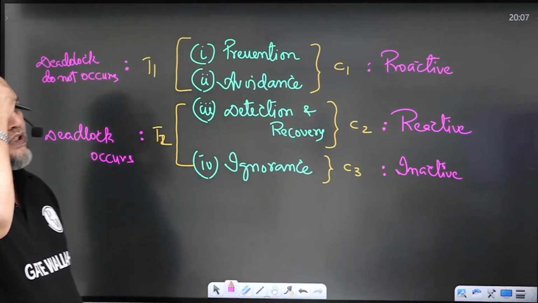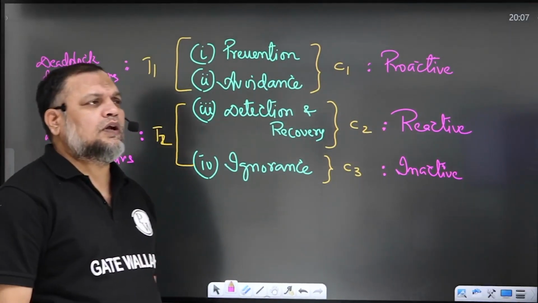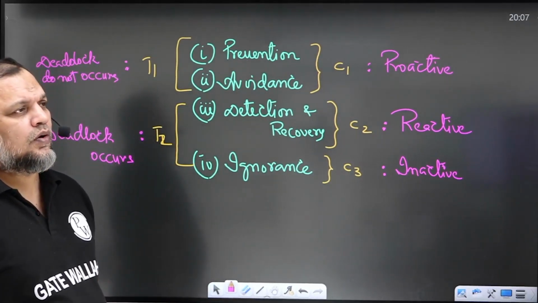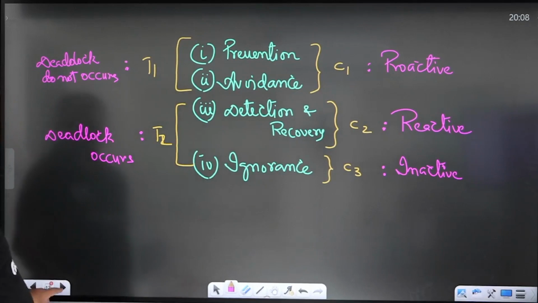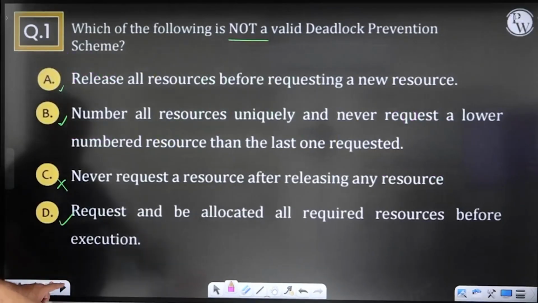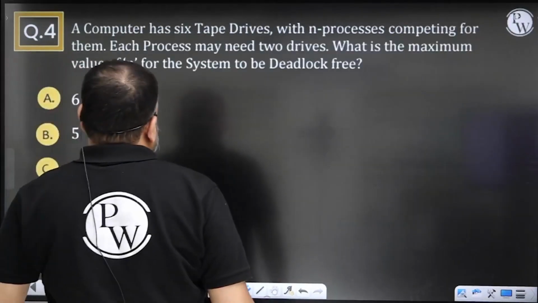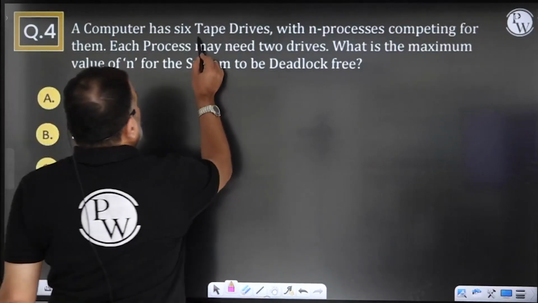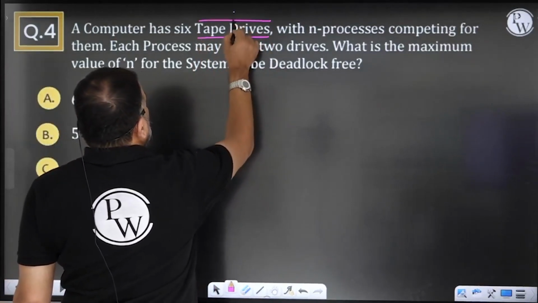Okay? So this is the summarized discussion with regard to understanding the different strategies for dealing with deadlocks. Now, we'll take up the discussion on the problem. I will take up the first problem. A computer has 6 tape drives. Tape drive is a resource. I will call it R.